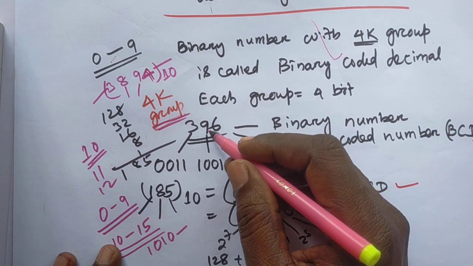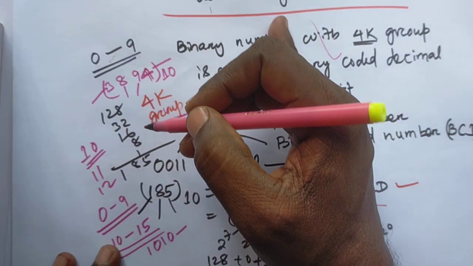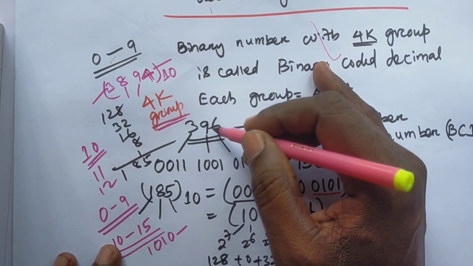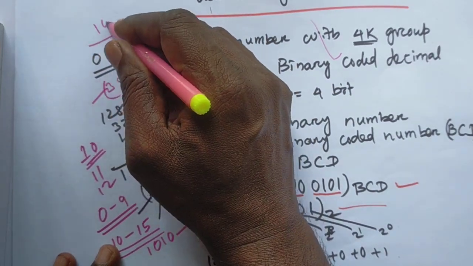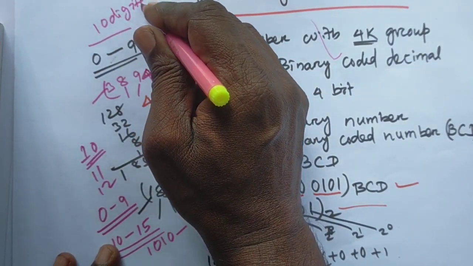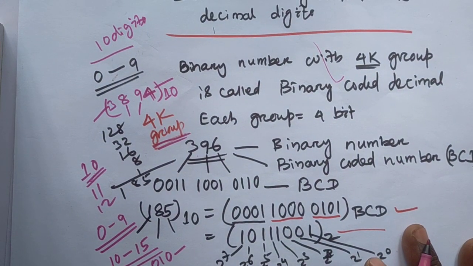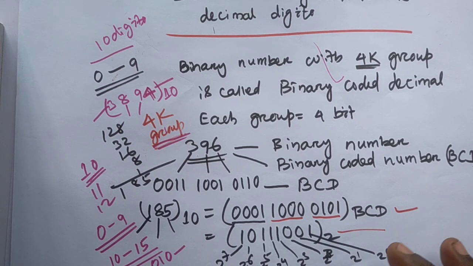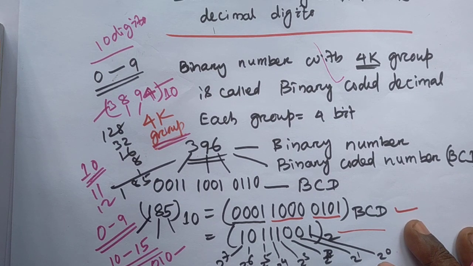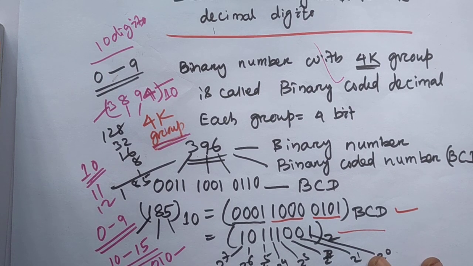So for that reason, we know that 0 to 9, totally 10 digits will be considered. After 9, whenever it starts from 10, 11, 12, 13, 14, or 15, whatever the larger numbers, we don't consider, because that is the demerit of this BCD. Binary numbers we can consider, doesn't matter. So this is the basic concept regarding BCD.